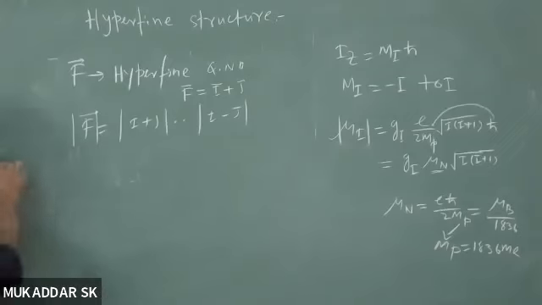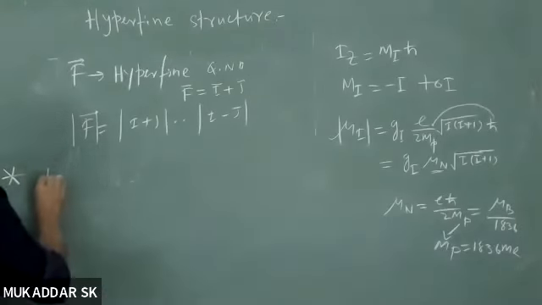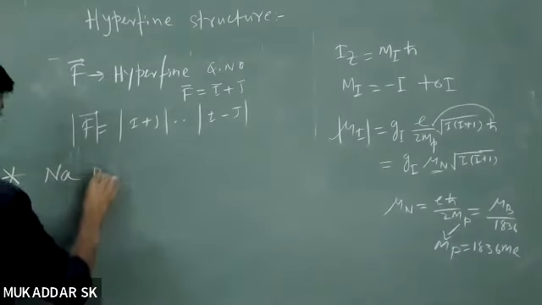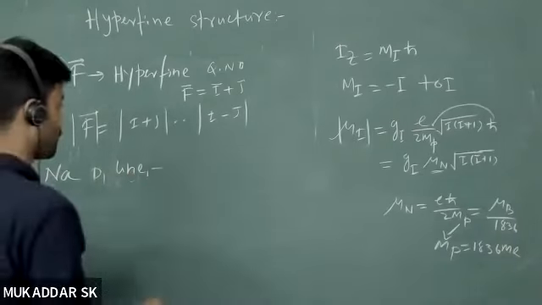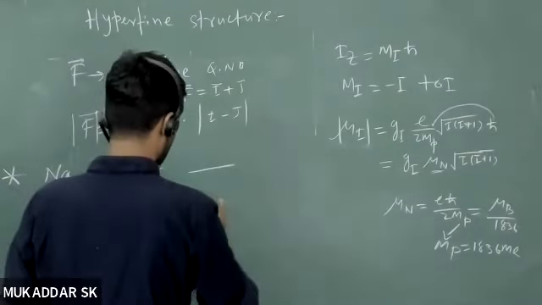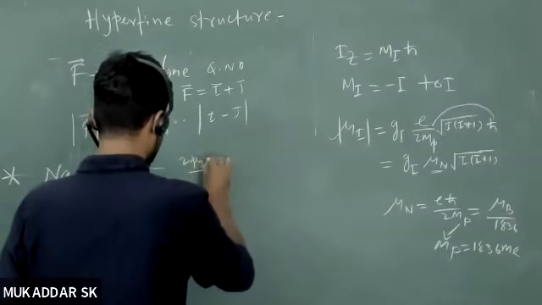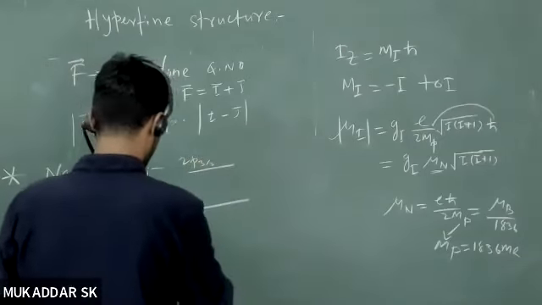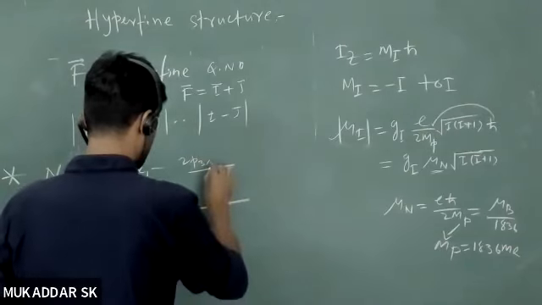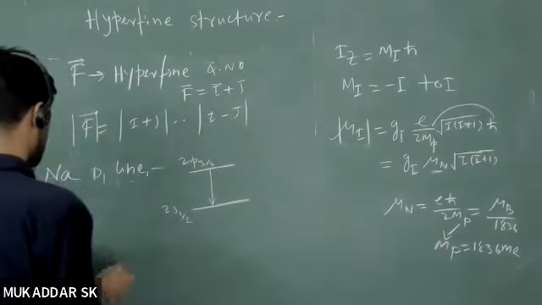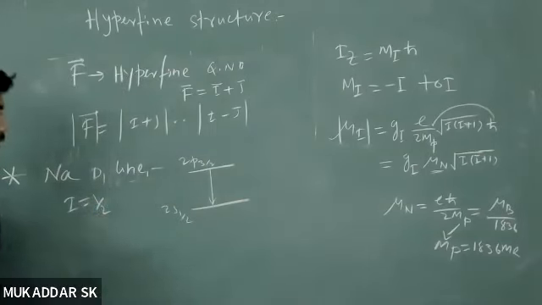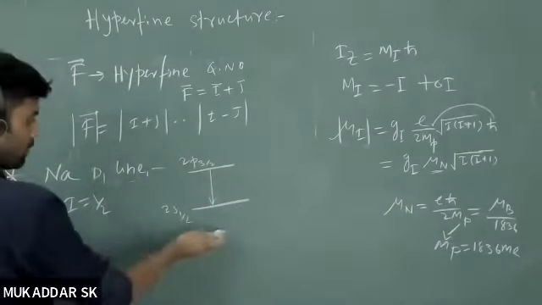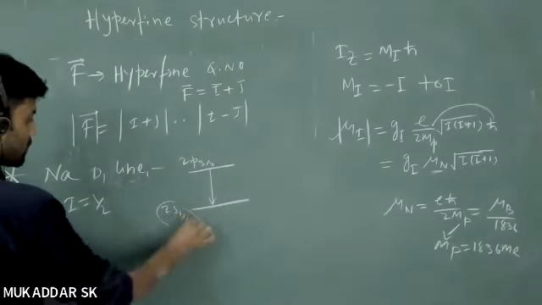Now let me take one example. Suppose sodium D line. If you remember, the D line corresponds to 2p 3 by 2 and 2s half, right? Now if I for sodium is half, then there will be splitting of 2p3 by 2 as well as splitting of the ground state.